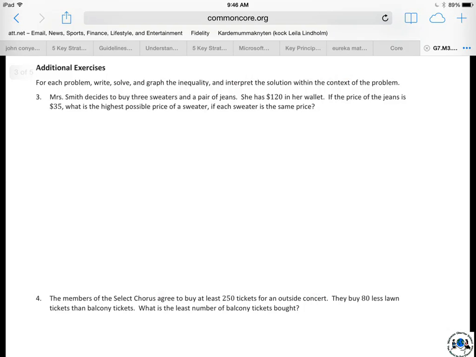Okay, so here are some additional exercises. They give us some good opportunity to practice. Alrighty, so as you can see, for each of these problems, I would like you guys to go ahead and, I'm waiting for my annotation here, because there was a game actually that was meant to be played in class, but that game won't work so well for us. So we are instead going to write, solve, and graph the inequality and interpret the solution within the context of the problem.